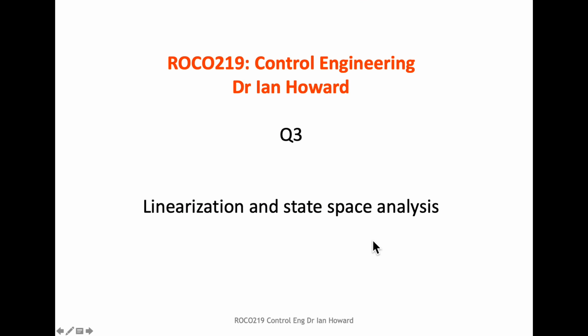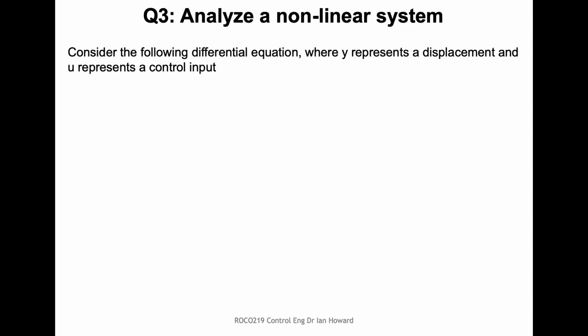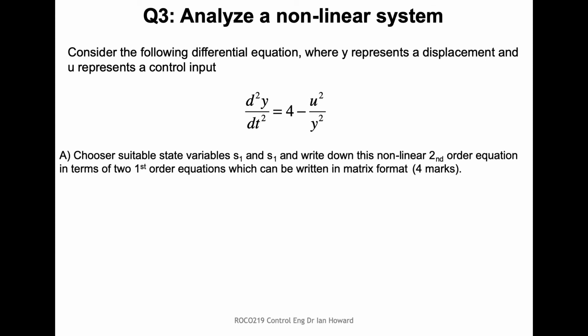So in this question, we're going to be asked to linearize a nonlinear system and then carry out some state space analysis of it. So what's the system? Well, we've been given a nonlinear second order differential equation. So we've got d squared y dt squared equals 4 minus u squared divided by y squared, where y is going to be representing a displacement and u is going to be the control input.